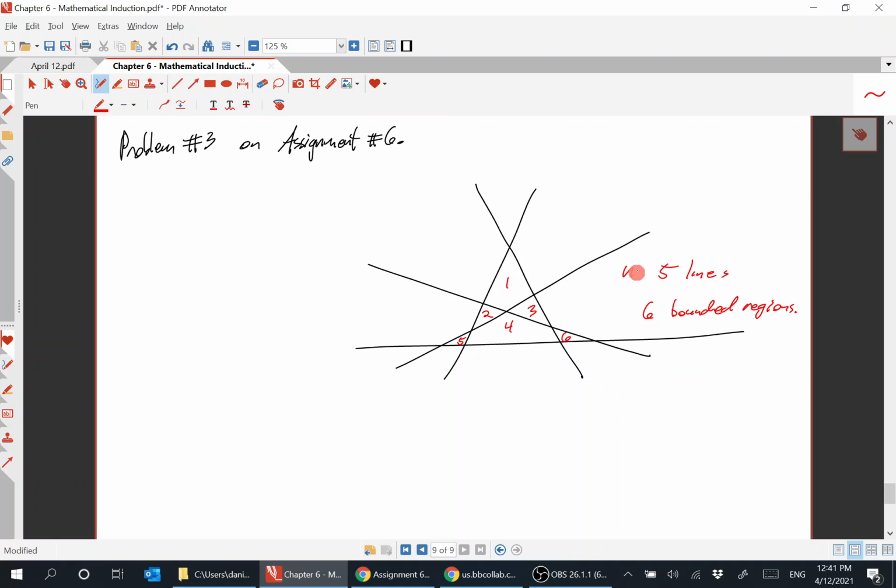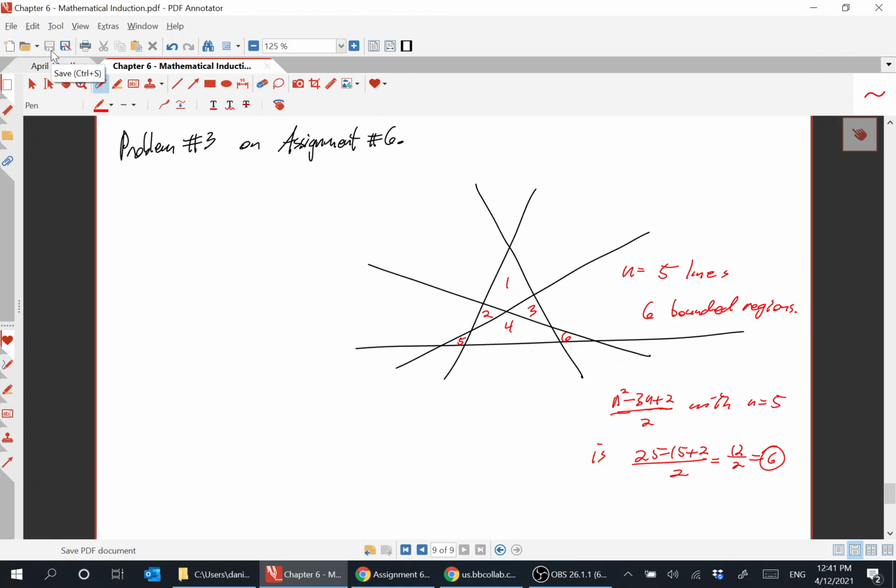So n equal to 5 lines, 6 bounded regions, and then n squared minus 3n plus 2 over 2, with n equal to 5, is 25 minus 15 plus 2 over 2. So that's 25 minus 15 is 10, plus 2 is 12, over 2, which is 6. So there's the number of bounded regions.